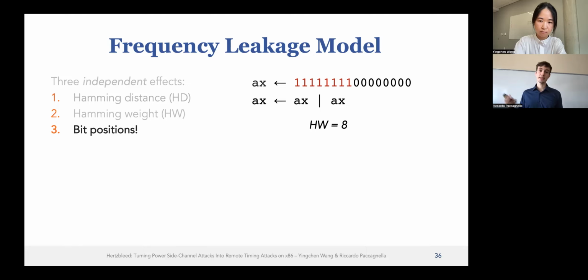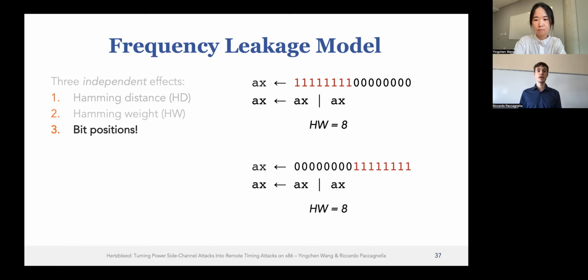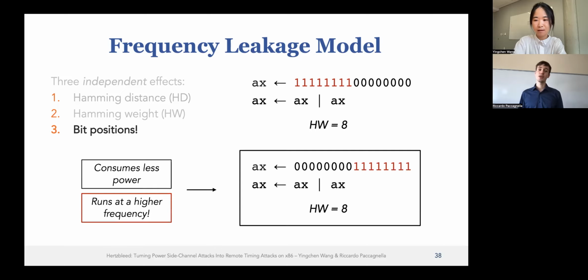For example, in this case, we have ones in the most significant bits of this register AX. On the other hand, in the second example, we have ones in the least significant bits of this register AX. Both cases have the same Hamming distance and the same Hamming weight. And what we saw is that the second case consumes less power and runs at a higher frequency.